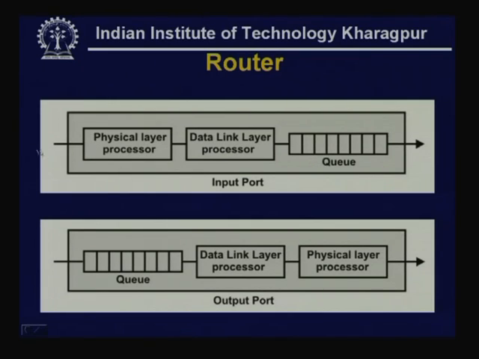So here the input port receives the packet from the physical layer processor, and then it does the data link layer processing. There is a data link layer processor, then it maintains a queue before it can be transmitted. Similarly, whenever a packet goes to the output, a queue is maintained, then the data link layer processor does the processing, then it goes to the physical layer processor before it is launched on the physical transmission media.